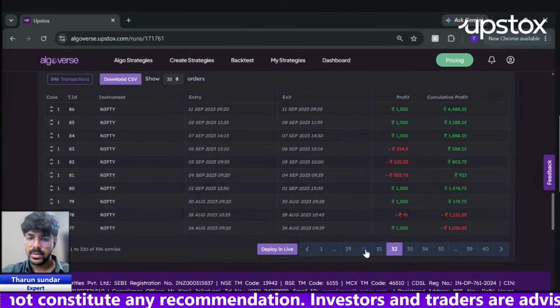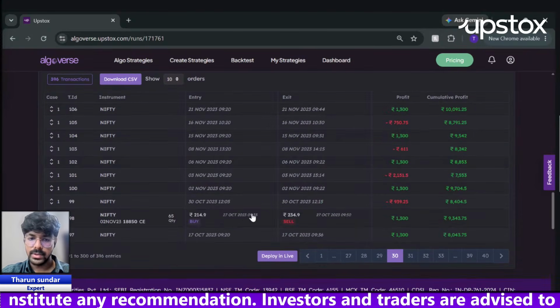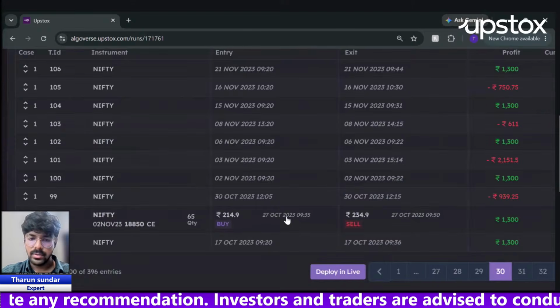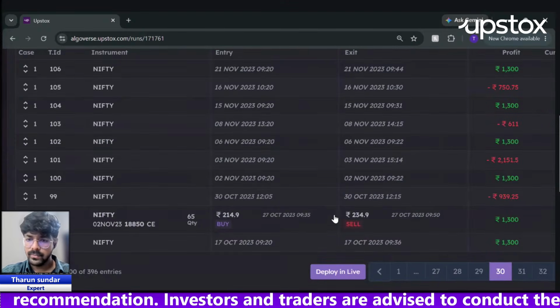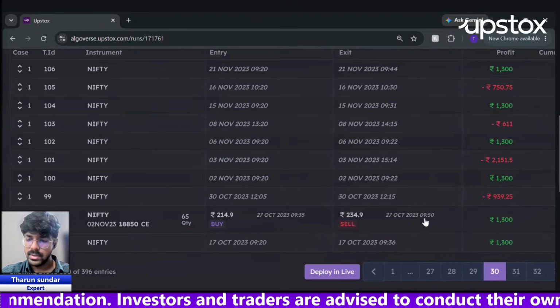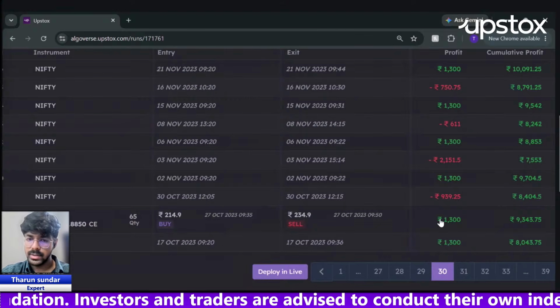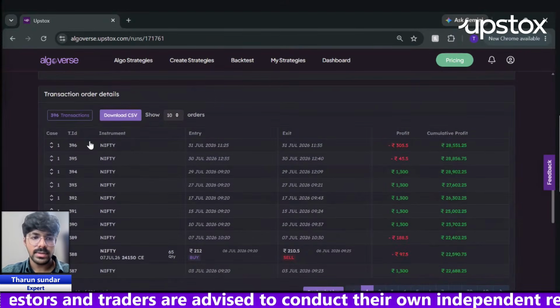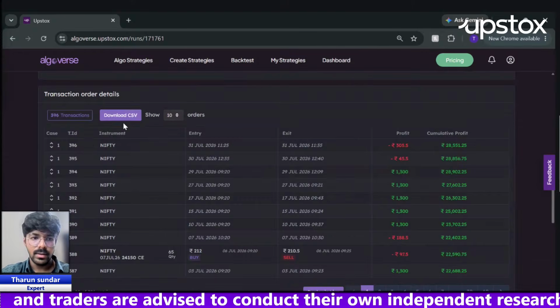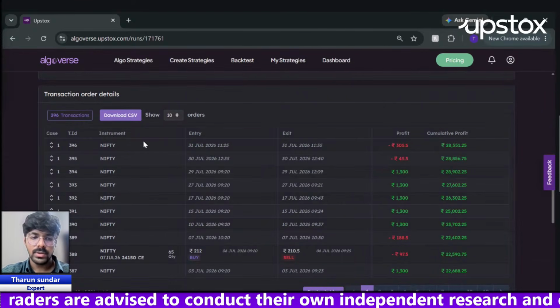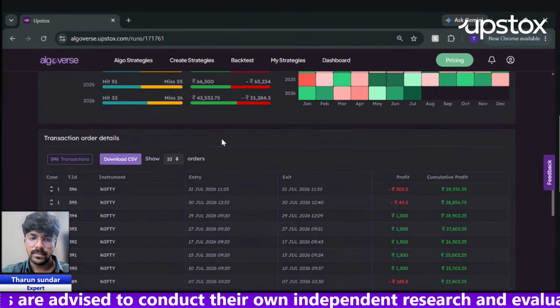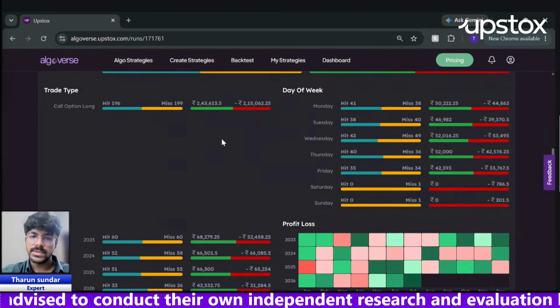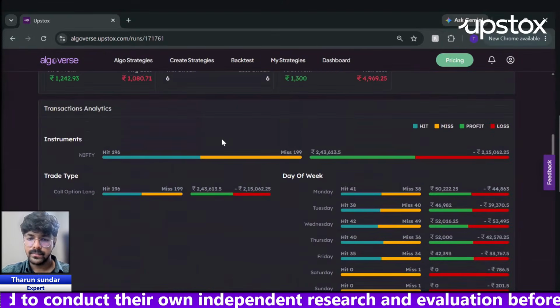And if I want to see what happened on, let's say, October 27th, the R1 breakout happened as early as 9:35. And let's say within some 15, 20 minutes, we hit our target. So like this, I have access to all the 396 transactions. And I can also download all this data as CSV and use it in Claude or ChatGPT for further analysis.